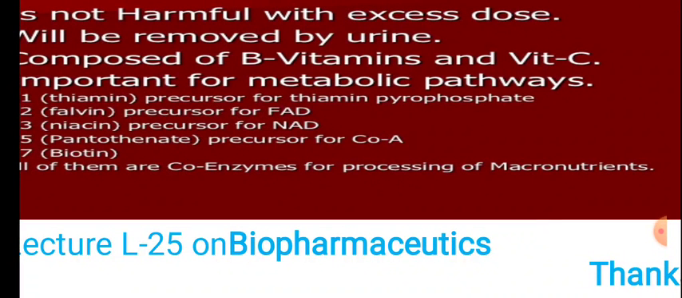Thiamine is the precursor for thiamine pyrophosphate. Then riboflavin is a precursor for FAD, and niacin is the precursor for NAD. Pantothenate is the precursor for CoA, and biotin as well; these are the coenzymes for the processing of macronutrients.